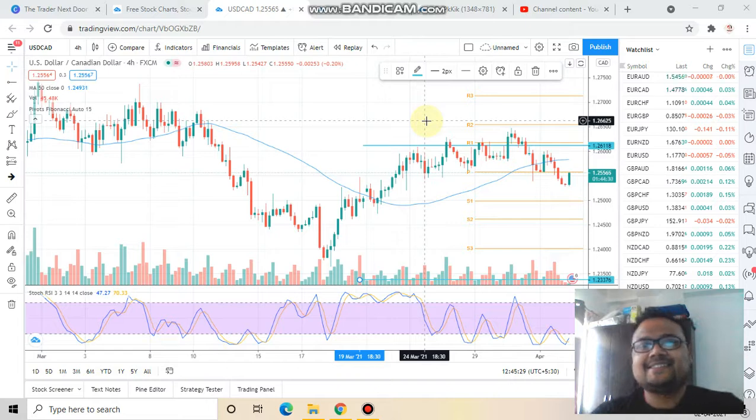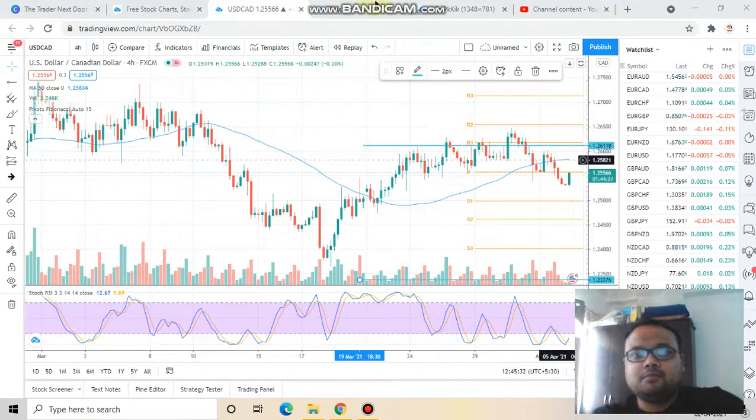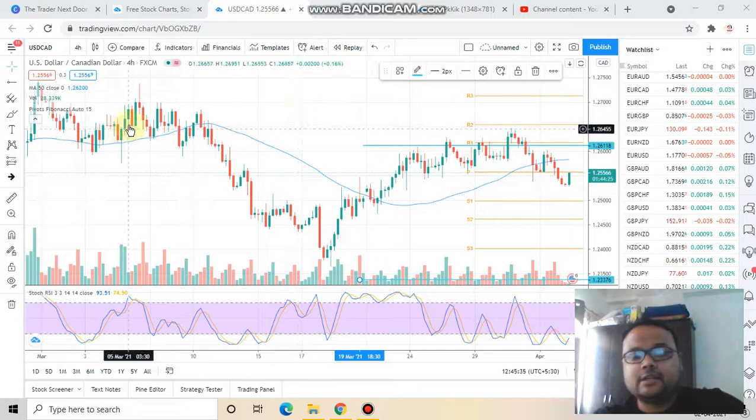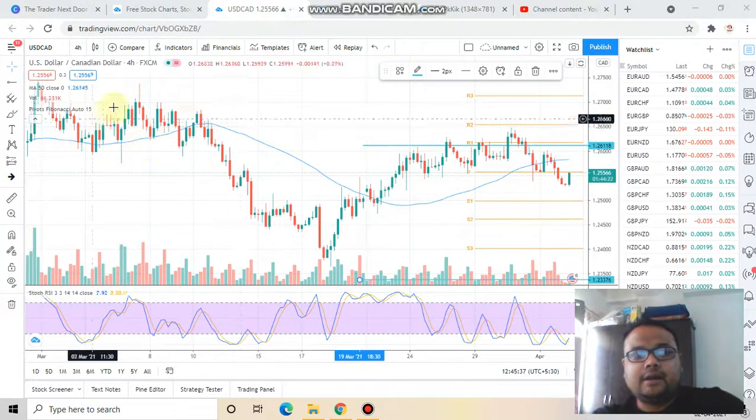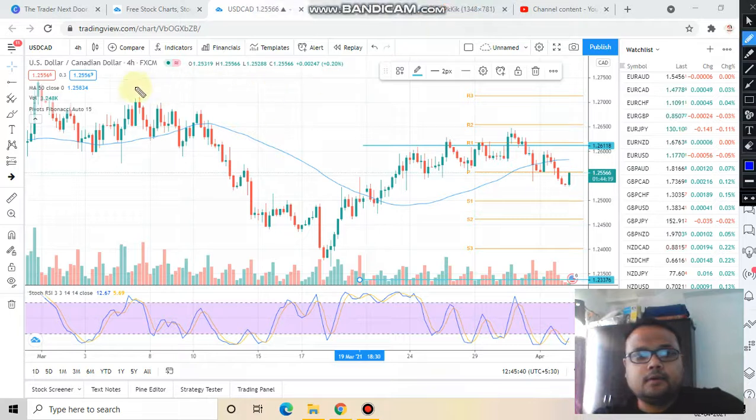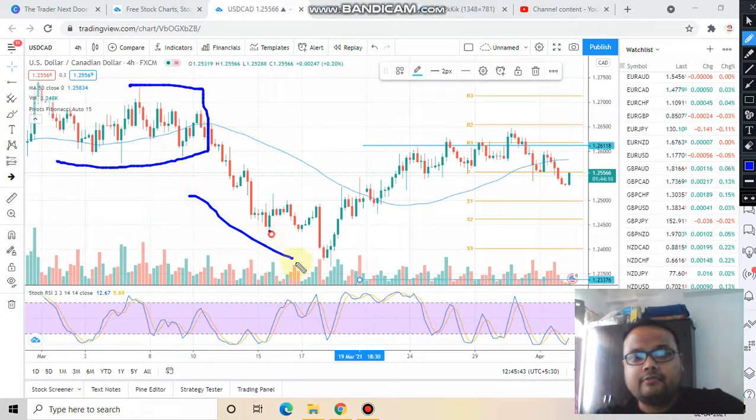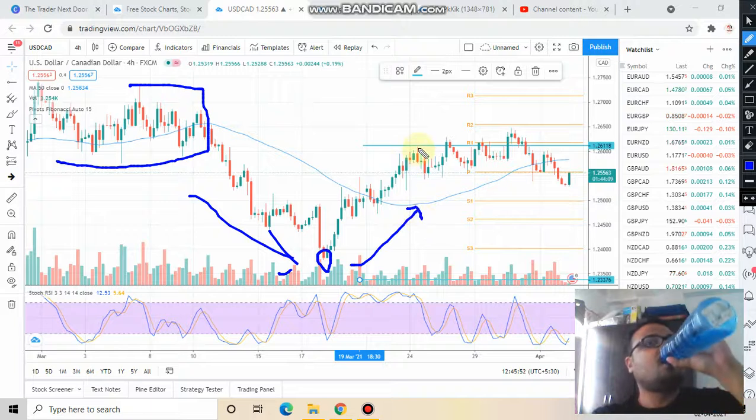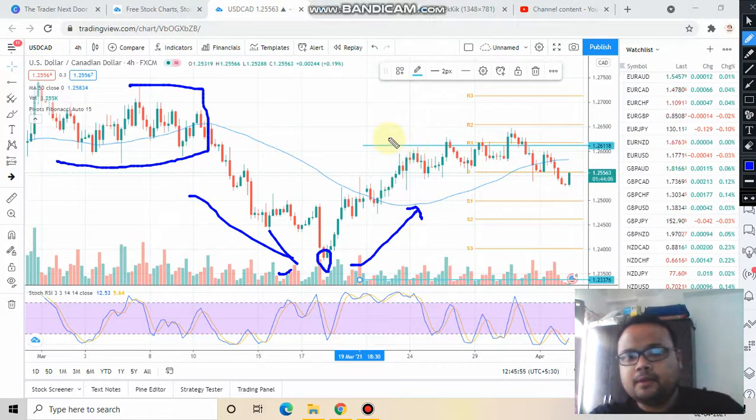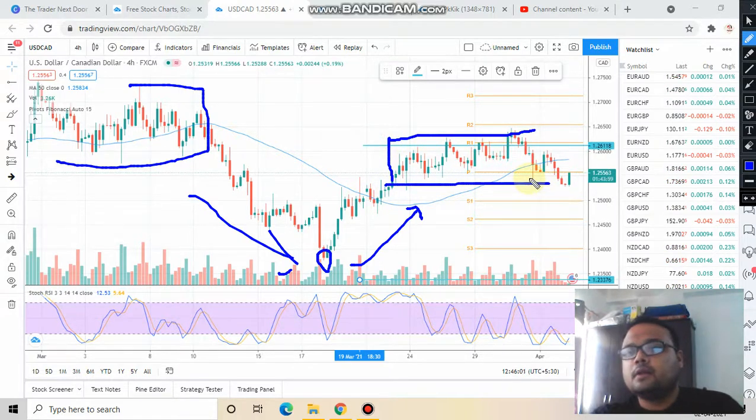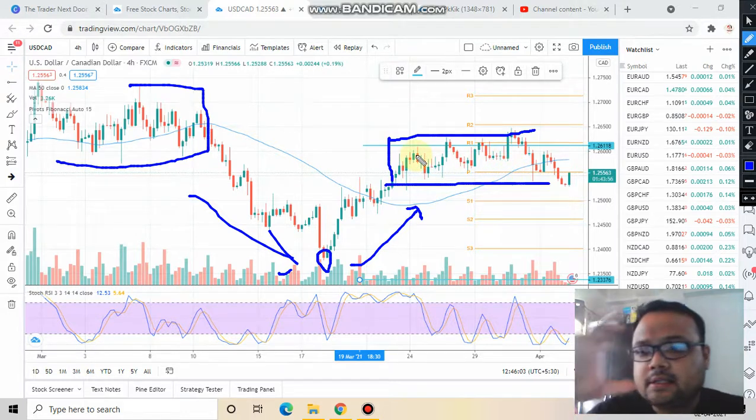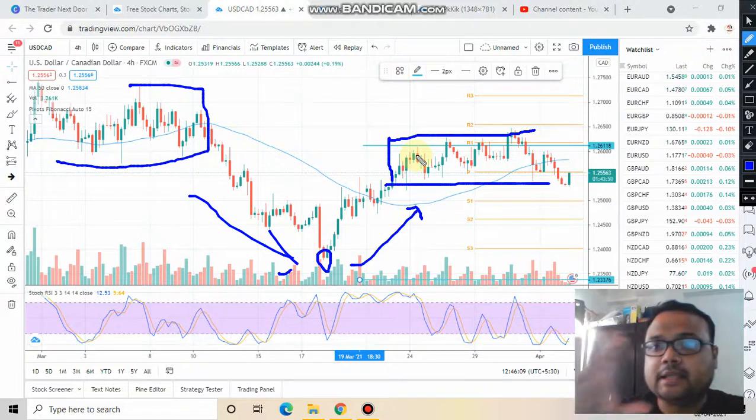So this is it. Let's get started. This is the current chart of the US dollar, Canadian dollar. As you can see, market was consolidating, and after the market fell, from this particular point market went up with great amount of speed, but market again went on consolidation here, and right now as you can see market is in a particular range. Though market was in an uptrend, market is in a range right now.